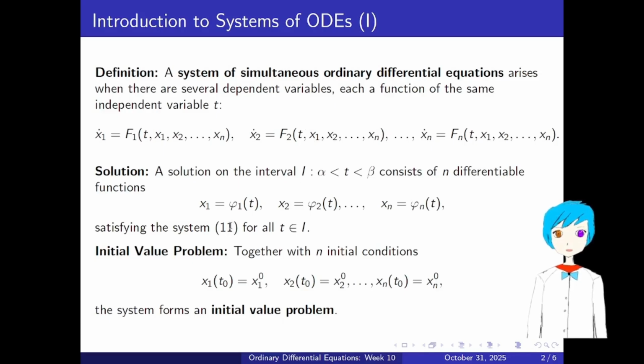So if we have n functions phi1 to phi n such that each phi i satisfies the corresponding ODE, then we call those phi1 to phi n one set of solutions to the ODE system. Specifically, if we specify the initial conditions and we wish to find a solution that satisfies the initial condition, then this system forms the initial value problem.